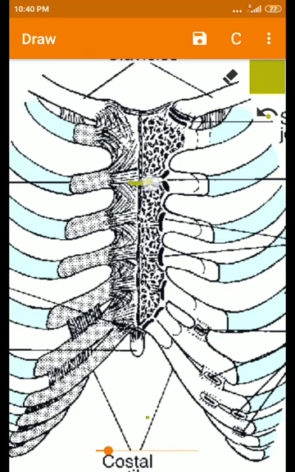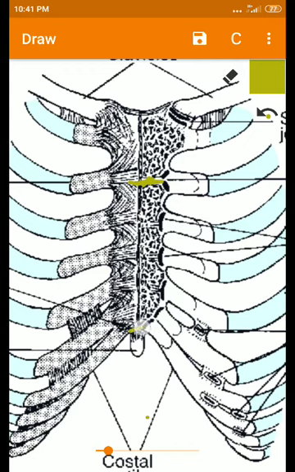In about 10% of people, these two bones are fused. So this is called the manubriosternal joint. The manubriosternal joint is a secondary cartilaginous joint. It permits only slight movements, that is the sliding movements of the manubrium on the sternum, which occur during respiration. This is about the manubriosternal joint.